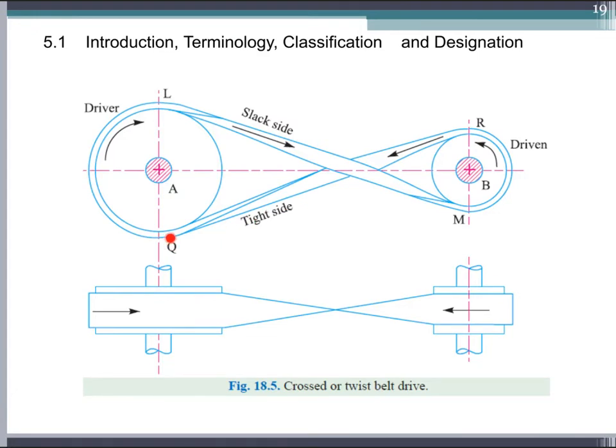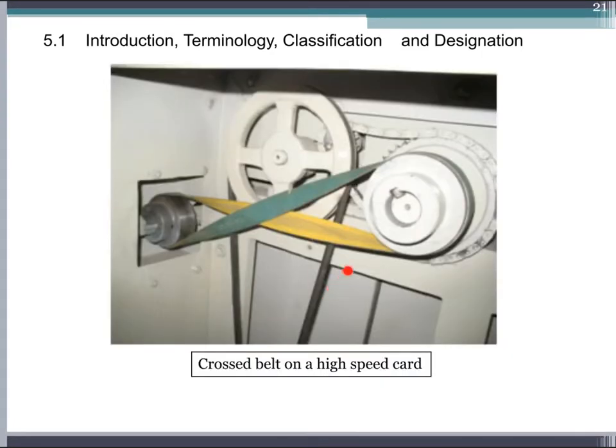And then when the belt passes through the L section, L point, the belt will just move with less power. This one we call the slack side. So this is one example of a cross or twist belt drive system.